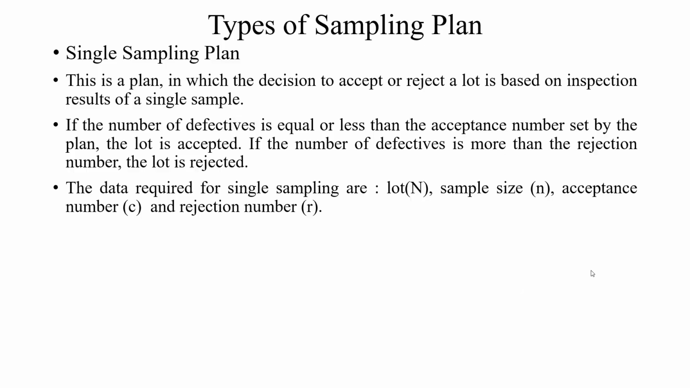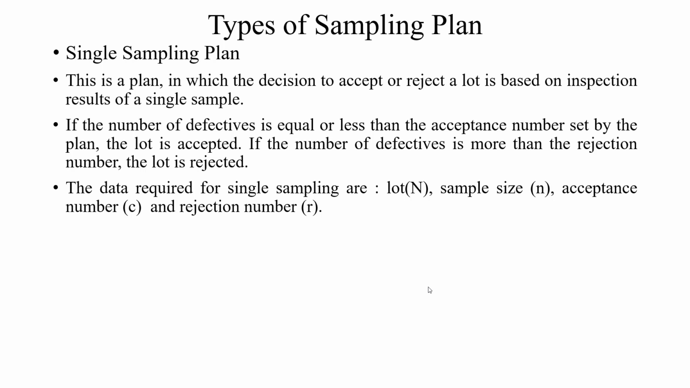Okay, so now in this recorded lecture, I'm just going to talk a little bit about the types of sampling. We have already discussed different problems related to single sampling. What is a single sampling plan? This is a plan in which the decision to accept or reject a lot is based on the inspection result of a single sample.